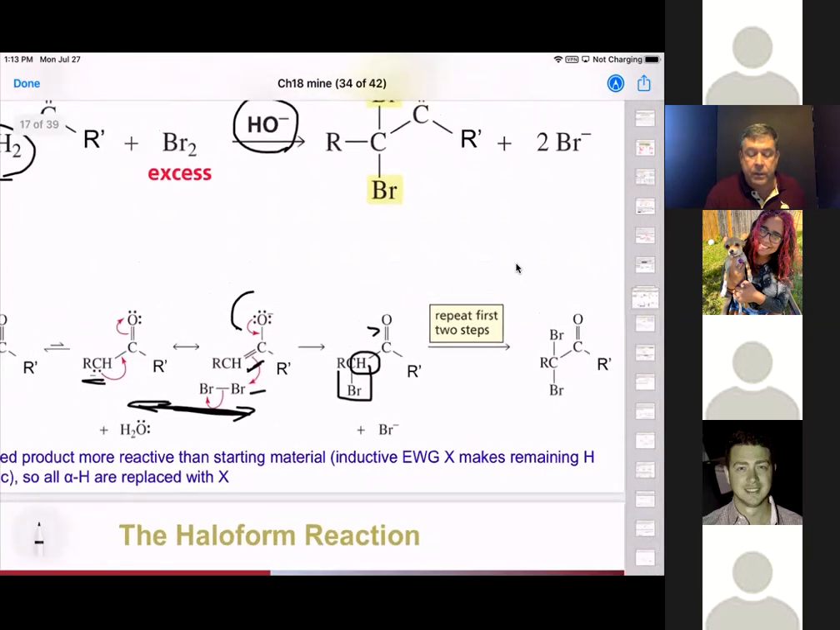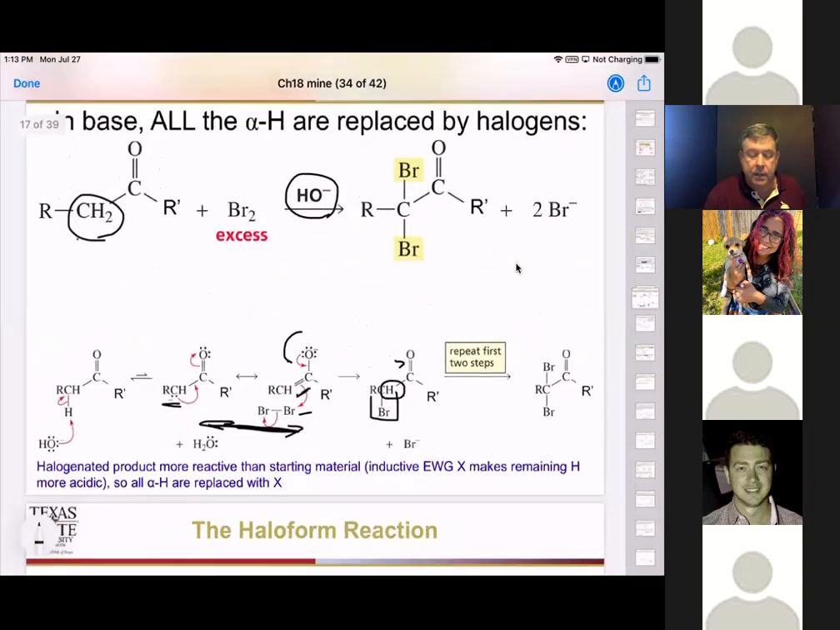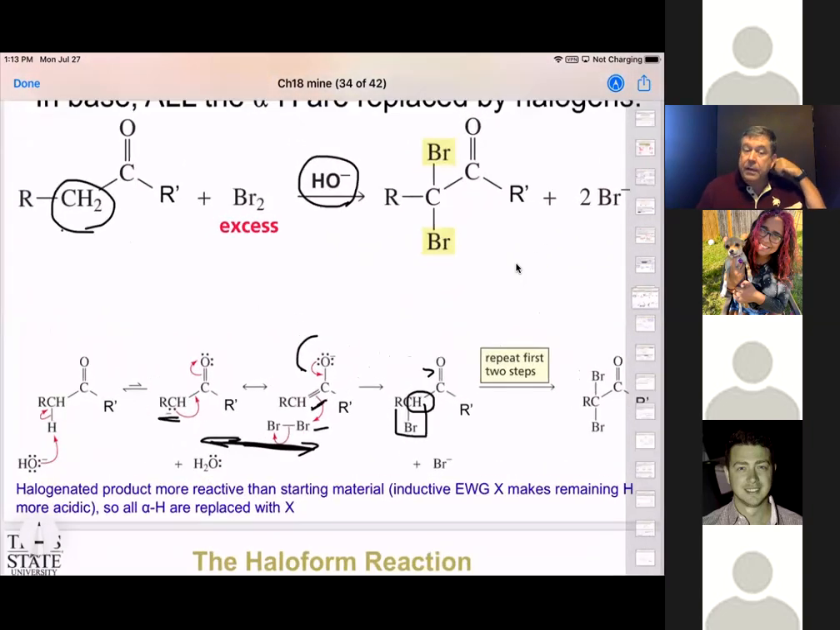Okay. So in the case of this base mediated halogenation, every electron withdrawing group you add to that alpha carbon increases the acidity of that hydrogen because it's pulling electron density away from it, making it more acidic. It actually speeds the reaction up, and so you replace all of the alpha hydrogens. Again, if you have three alpha hydrogens, it's going to take it all the way down to a trihalo compound. When we do that, that has a special name. We call that the haloform reaction.